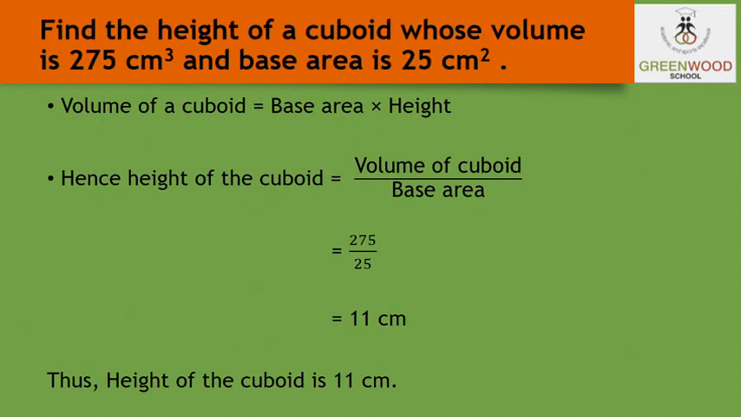Let us take an example. Find the height of a cuboid whose volume is 275 centimeter cube and base area is 25 centimeter square. Volume of cuboid can be found by multiplying base area and height. So height of a cuboid can be obtained by volume of cuboid upon base area. We have volume of cuboid as 275 and base area as 25. On solving this, we get the height of cuboid as 11 centimeter.